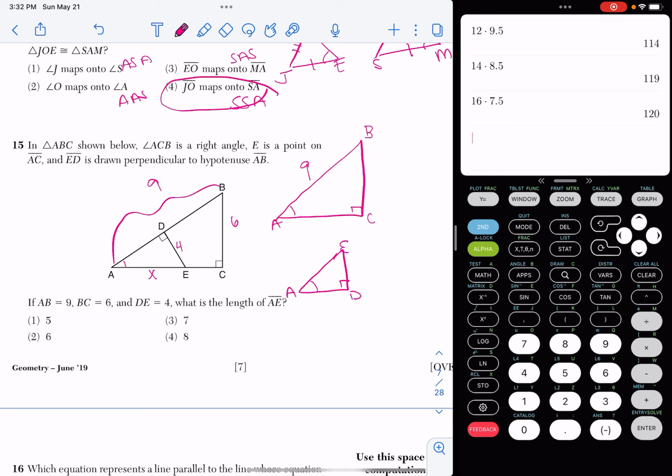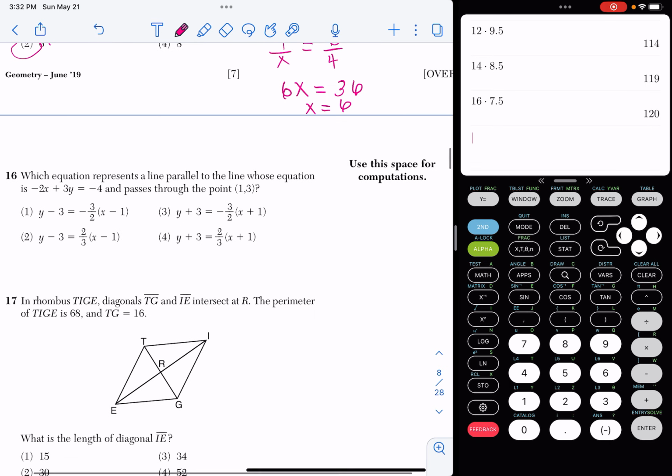So AB is 9, BC is 6, DE is 4. What is the length of AE? And now that our triangles are separated, you can see we can pretty quickly write a proportion using the corresponding sides. We're going to cross multiply. I get 6x is equal to 36. And then x is 6 in this case.